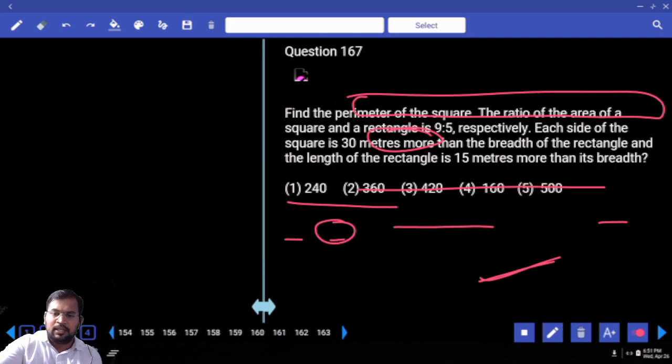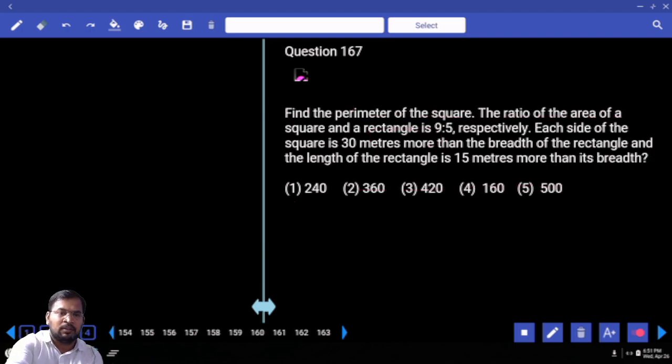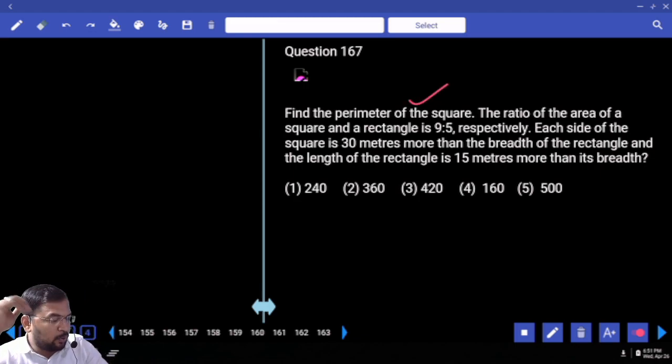Now see fast. Question number. Find the perimeter of the square. Now look here, all of you. They're asking to find the perimeter of the square. Perimeter of the square is nothing but 4a, and our answer should be 4 multiple, right?